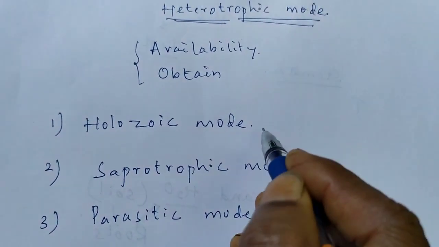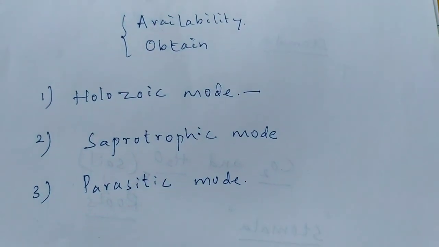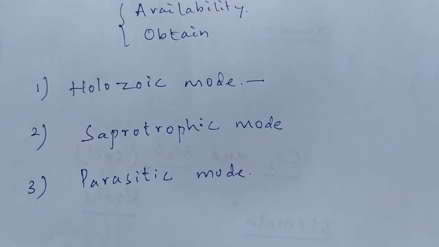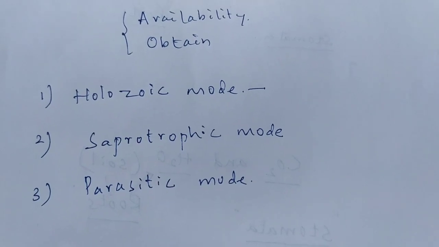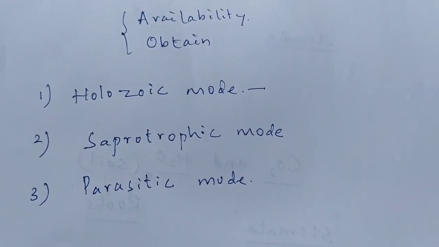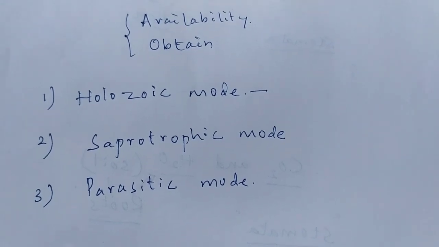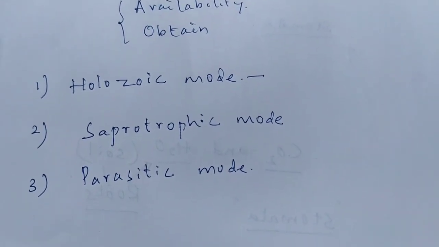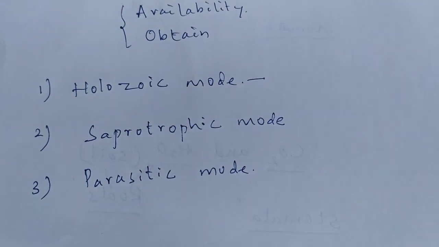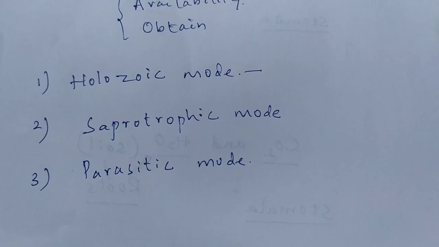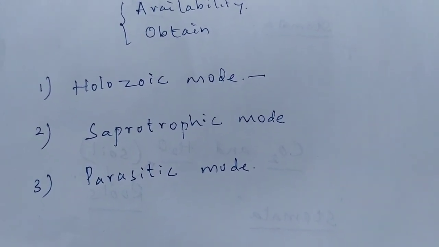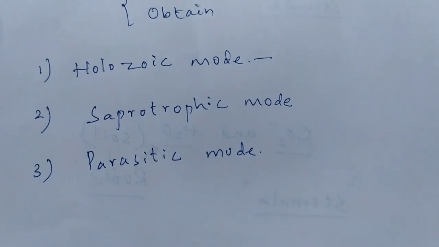Now let us know what the holozoic mode of nutrition is. Holozoic mode of nutrition is a type of nutrition where the organisms obtain complex food, and the complex food is taken in by the organism and then digested inside the body of the organism. The complex food is turned into simpler, absorbable substances. This type of nutrition is called the holozoic mode of nutrition. For example, human and cow.